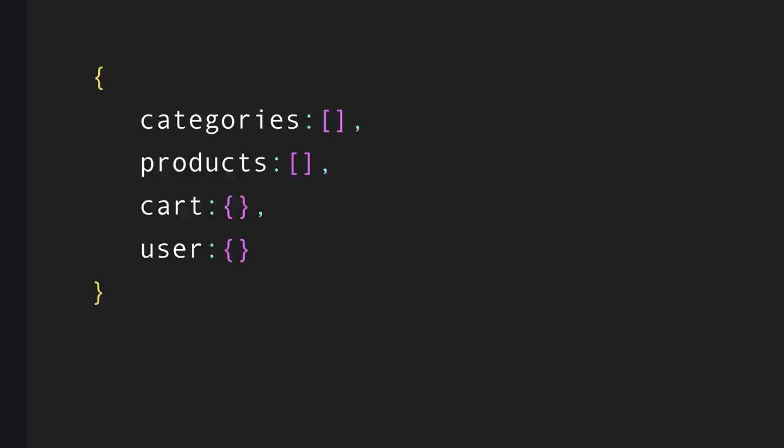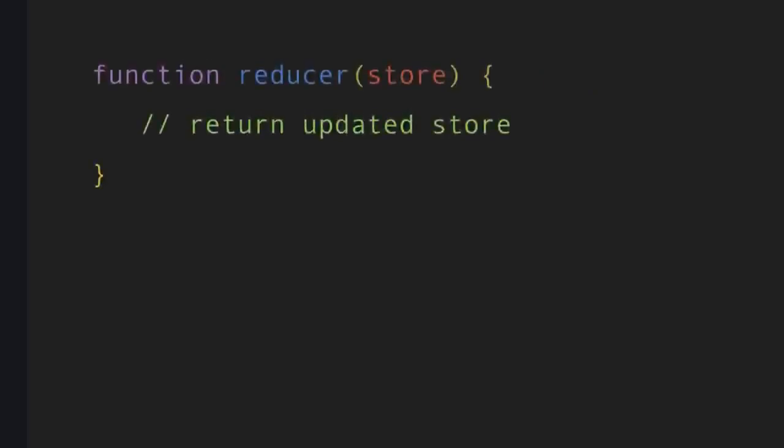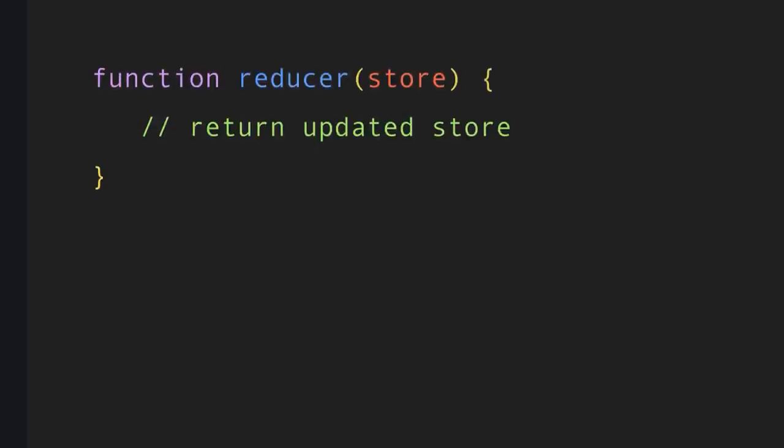Now, we cannot directly modify or mutate the store because Redux is built on top of functional programming principles. In the last section, I told you that in functional programming, we do not mutate state. So we cannot write code like this because our store is an immutable object. So to update it, we should create a function that takes the store as an argument and returns the updated store. So in this function, we should either use the spread operator to create a copy of the store or use one of the immutability libraries that we talked about in the last section, like immutable.js or Immer.